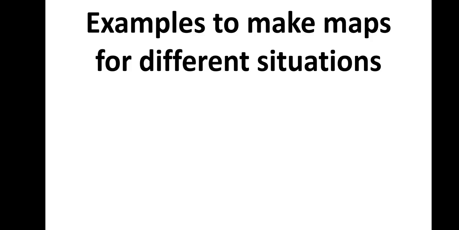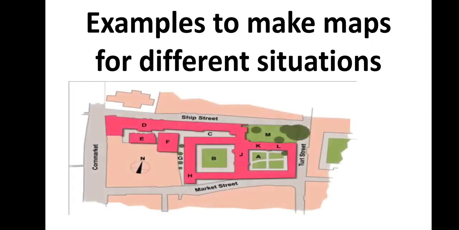I have tried to show you the map of a city where the areas are being marked like A, B, C. Likewise, you can use or mark the areas, and Market Street, Ship Street. These are the streets which I have tried to show you. Likewise, you can make a map. I told you that in exercise 10.2, you are supposed to make the maps based on different scenarios or different situations.